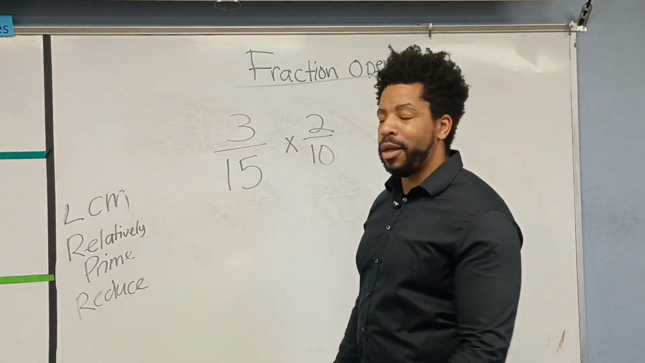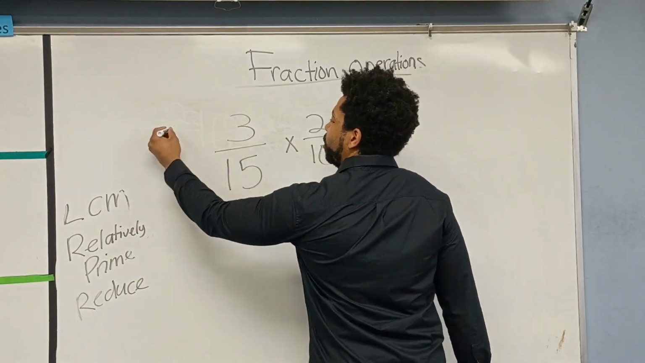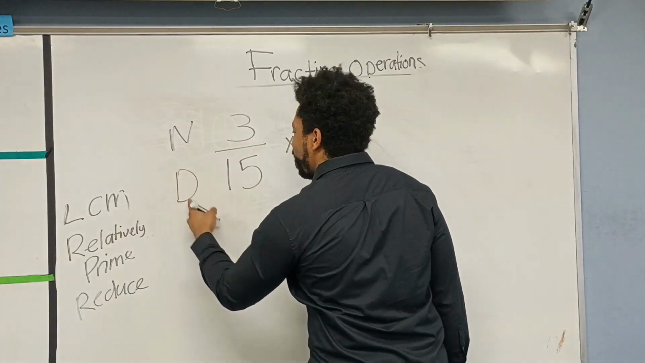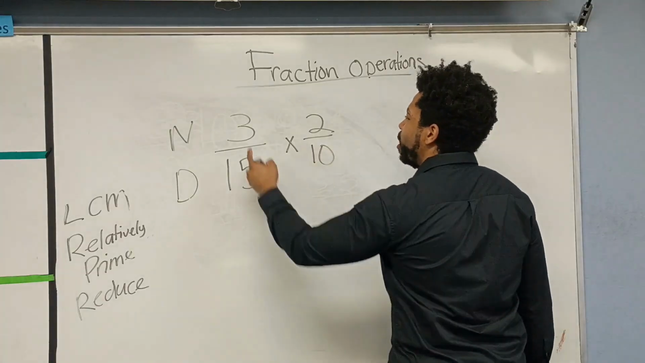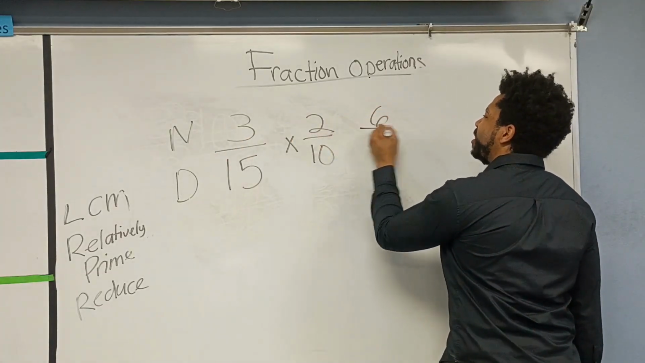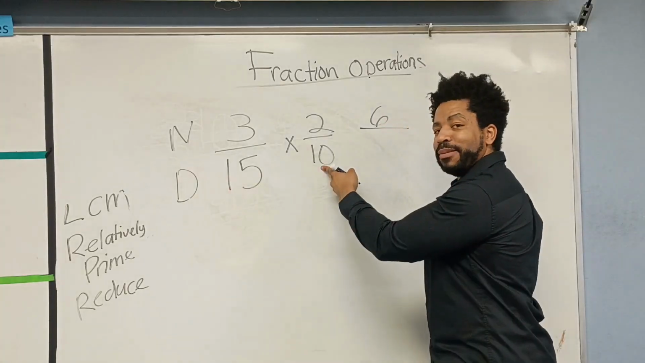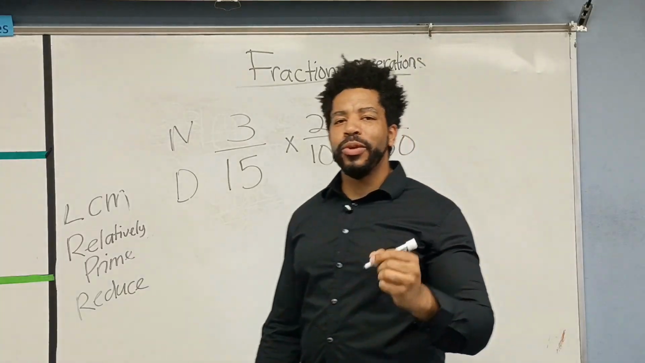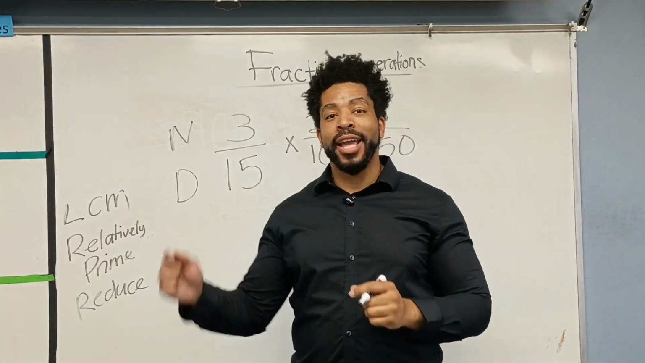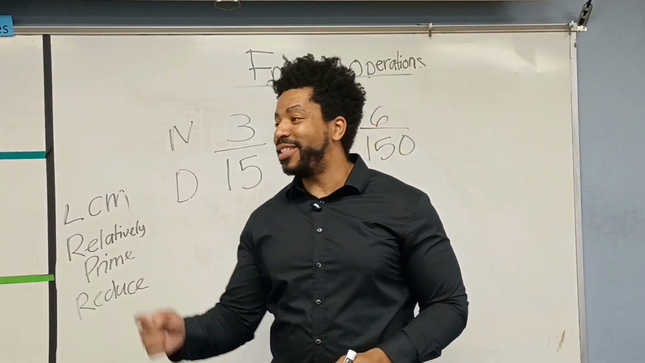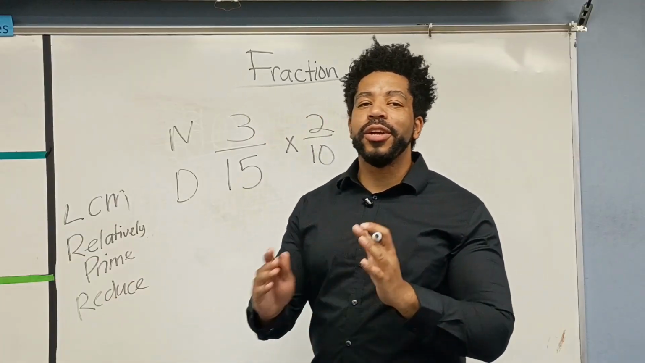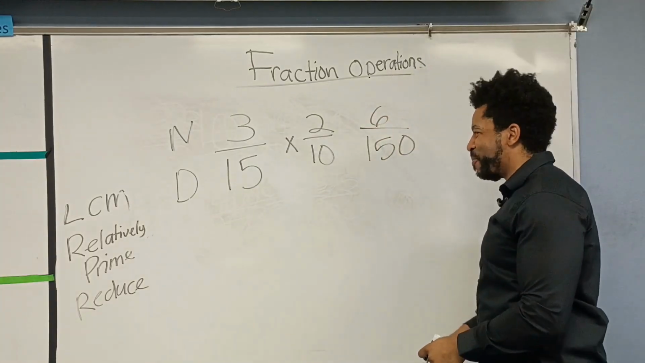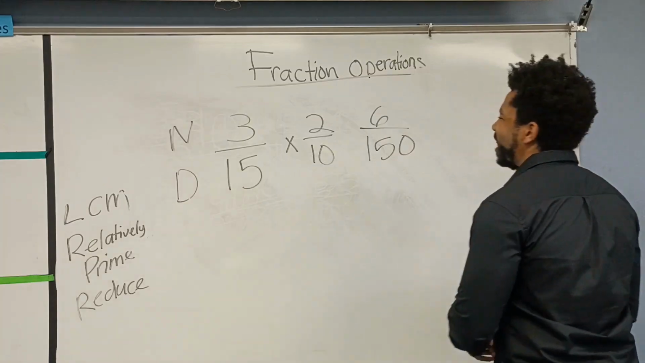Here's what I'm going to say. Multiply the numerator times the numerator and the denominator times the denominator. So 3 times 2 is 6 and 15 times 10 is 150. When you look at it like that, just multiply numerator times numerator and denominator times denominator. There is no way for you to mess that up, only in the actual multiplying, which we'll work on.